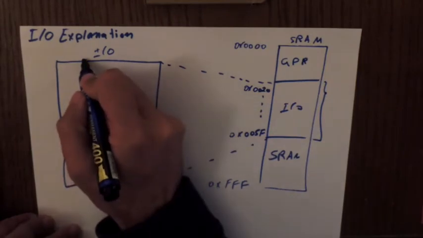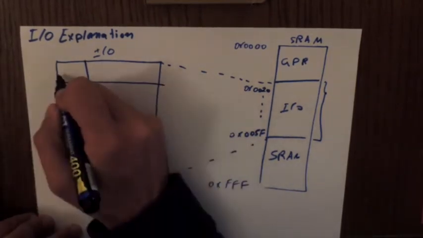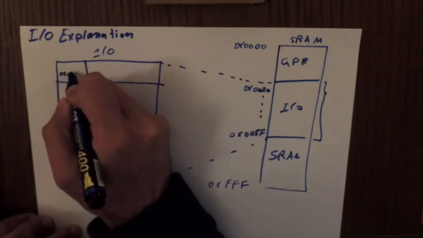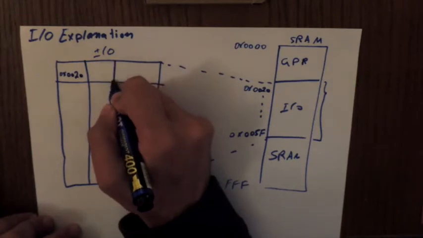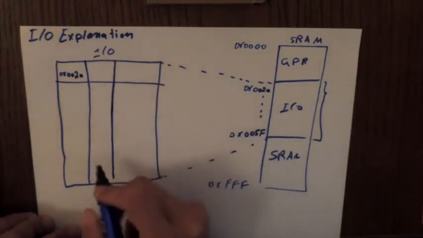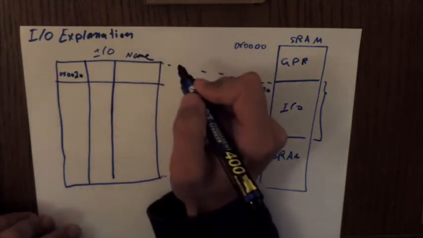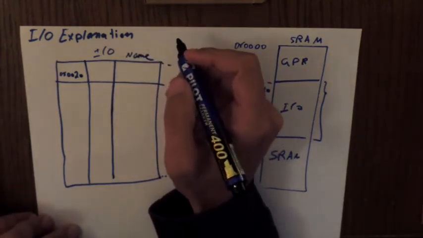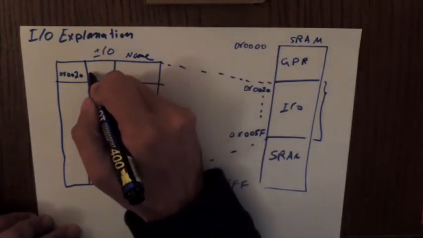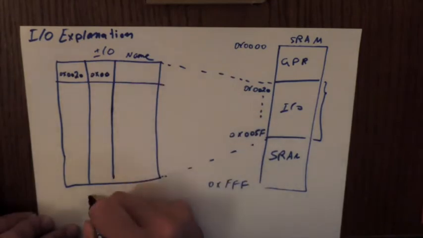There is the real address, which starts from 0x0020, and again there is the I/O address or the relative address, and there's the name of the register with specific functionality. So as I told you before, we start with 0x00 here. This is the relative address.